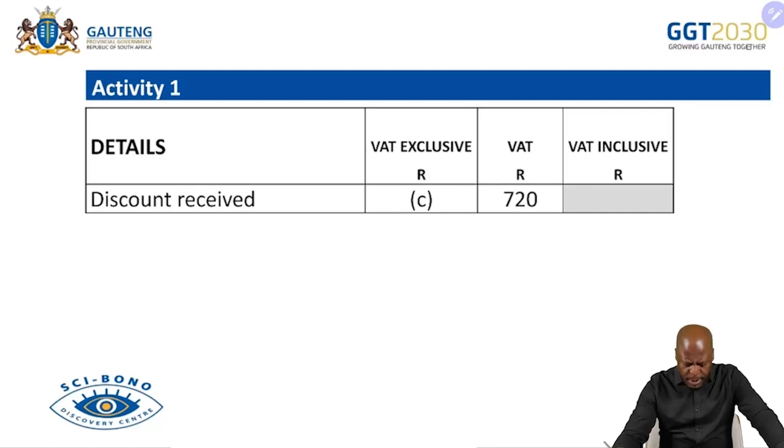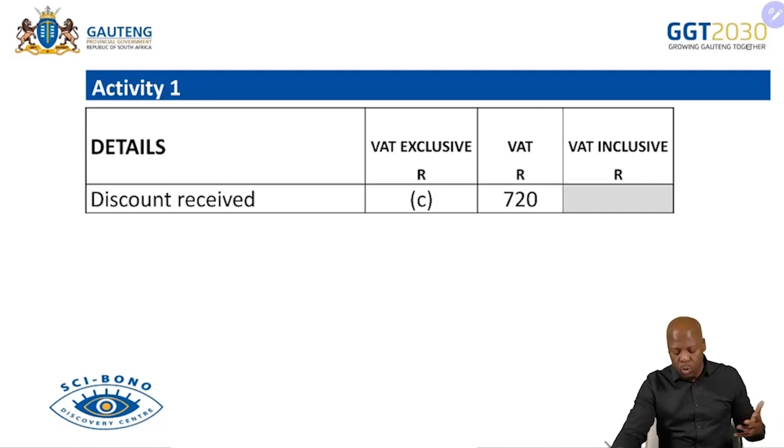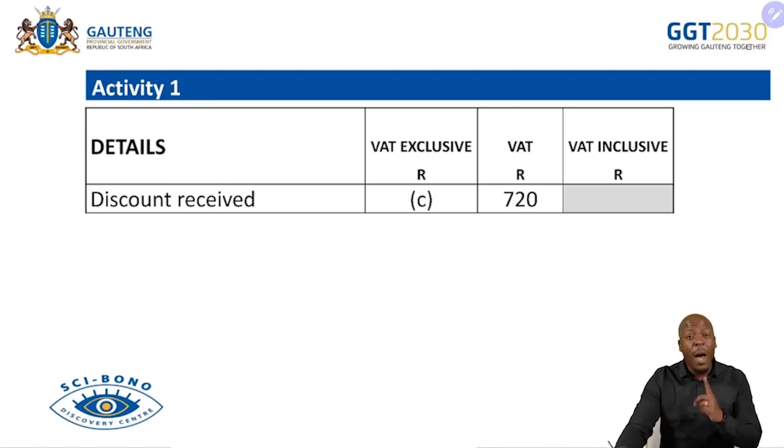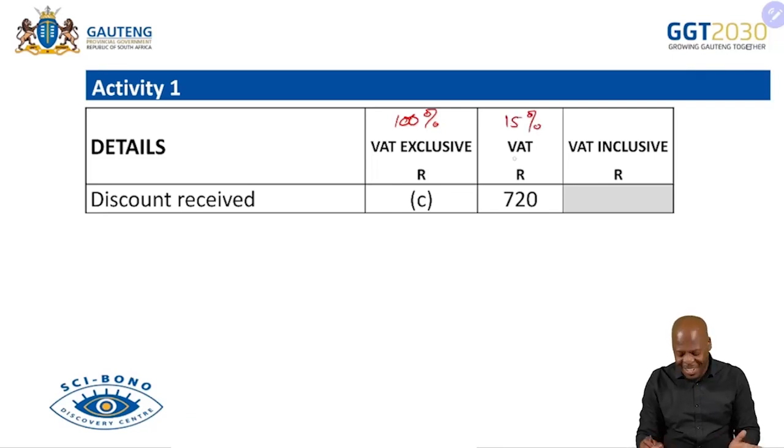It says discount received. And here they want us to calculate the VAT exclusive. Now, you have to understand that here you are given 2. My VAT exclusive is 100. We have agreed on this one already. And then my VAT, there, 15. The inclusive, you know the inclusive already. It's going to be your 115. Okay? So that one is not a big problem.